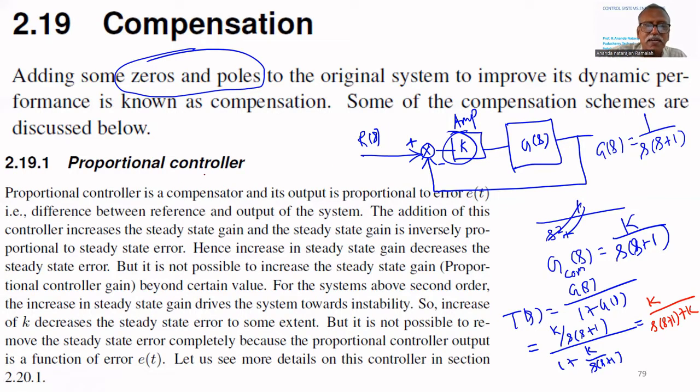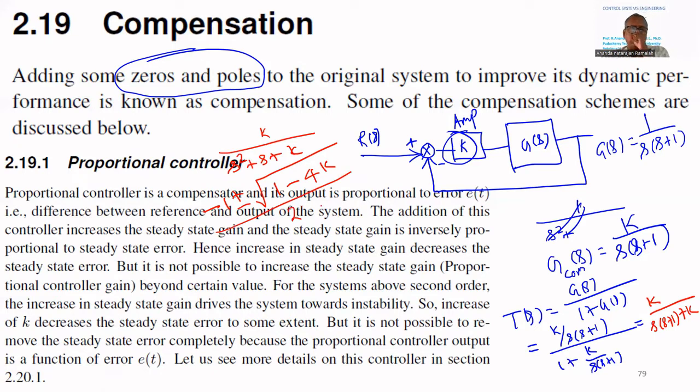What are the roots of the denominator? S square plus S plus K. The roots are minus B plus or minus square root of B square minus 4AC. So if you vary K, you can vary the poles. Pole will move if you vary K. Am I correct or not? So actually you are increasing the amplifier gain, but the pole is moving. Sometimes it may go to the right hand side also.